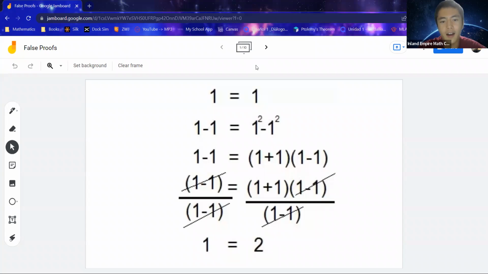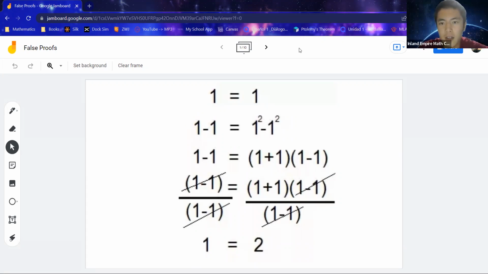All right, so in the third line, we use the difference of squares to factor the right-hand side into 1 plus 1 times 1 minus 1. Do all of you know the difference of squares factorization, or should I go over it real quick? Joyce, Lloyd, Wen, do you guys know this factorization? Please help me. I don't know how to do this.